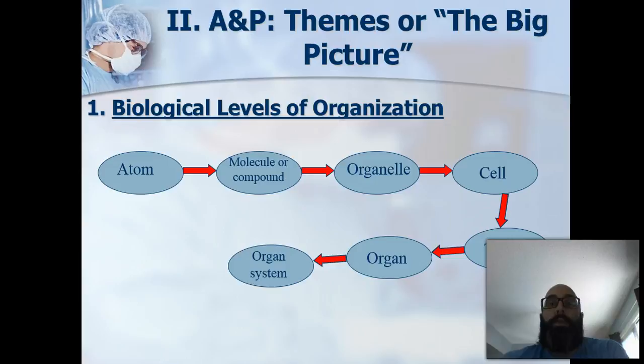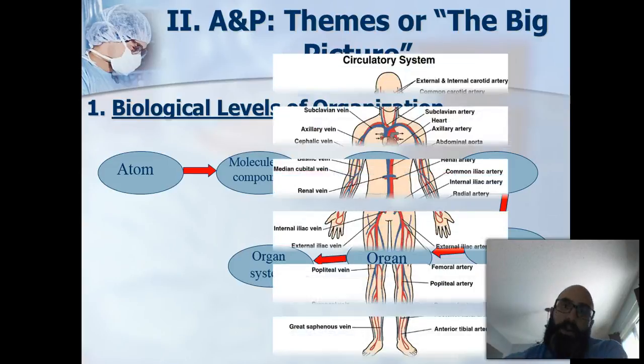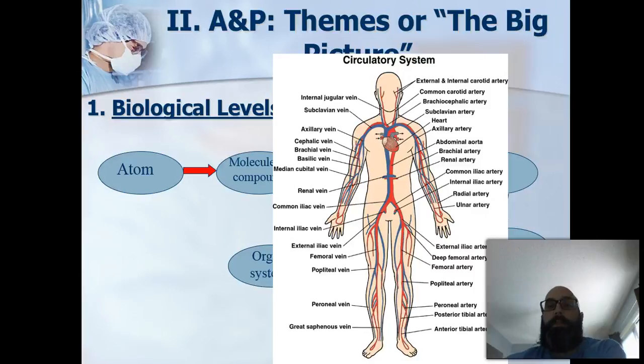When you get several organs working together towards one common function, you get an organ system. For example, here's your circulatory system. If we move backwards again, your circulatory system is composed of several organs working together: your heart, your arteries, your veins, your capillaries, all working towards one function, which is to circulate blood throughout the body. If you break that down smaller, one organ inside the circulatory system is the heart, and you have cardiac tissue, and you have cardiac cells.